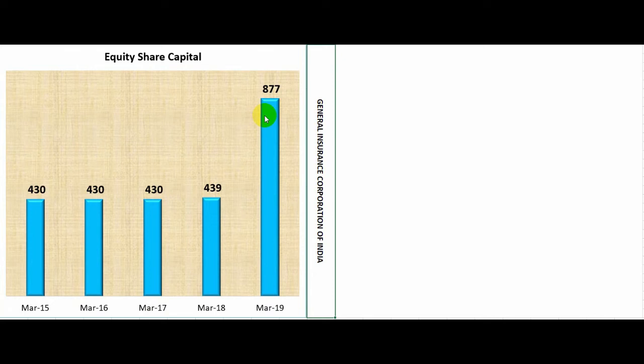So we'll begin with the equity share capital. Since March 15, the equity share capital was quite stable. In March 19, it has doubled to almost 877 crores. Now we need to understand why the equity share has got diluted, why more shares have come into the company.